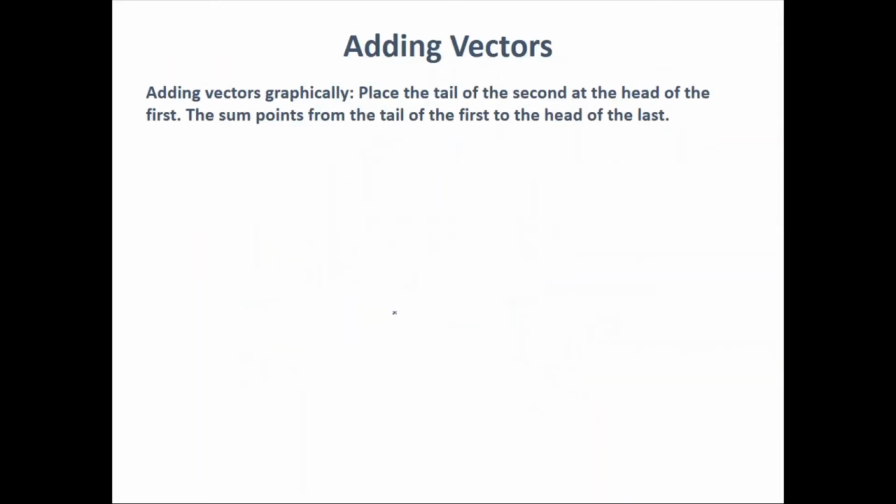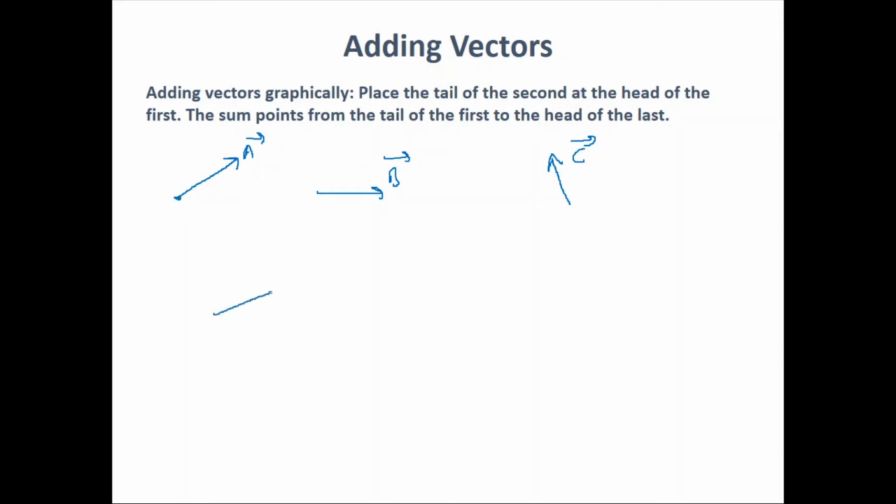Let's continue with the addition of vectors graphically. So assume you have several vectors. For example, this is vector a, and this is vector b, and this is vector c, and we want to add them graphically. The rule is place the tail of the second at the head of the first. This is the tail, and this is the head.